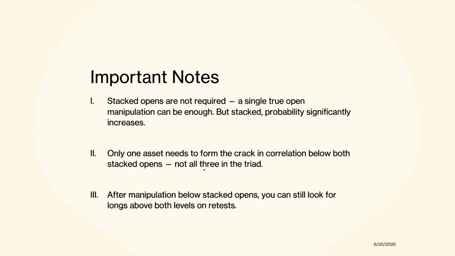Second, only one asset needs to form the cracking correlation below both stack opens, not all three in the triad. For example, in Dow Jones, Nasdaq, ES, right? Only one can create cracking correlation, that's enough. Third, after manipulation below stack open, you can still look for longs above both levels on retests. What this simply means is you can play back to back. This is a little interesting. I'll get into depth on what this simply is.